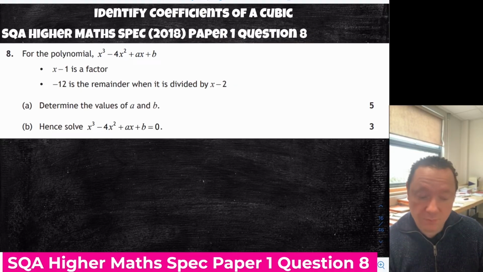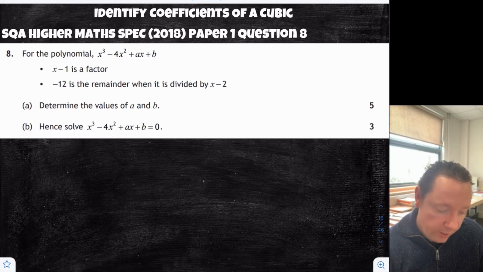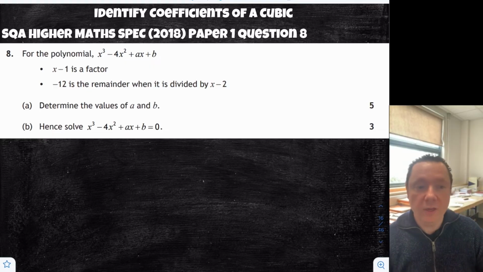Identifying the coefficients of a cubic, just a quick one on this. SQA Higher Maths, this comes from the specimen paper, 2018, paper 1, question 8. For a polynomial, x cubed minus 4x squared plus ax plus b, we know that x minus 1 is a factor, and minus 12 is the remainder when it's divided by x minus 2. Determine the values of a and b. So it gives us a couple of bits of information we can just use.